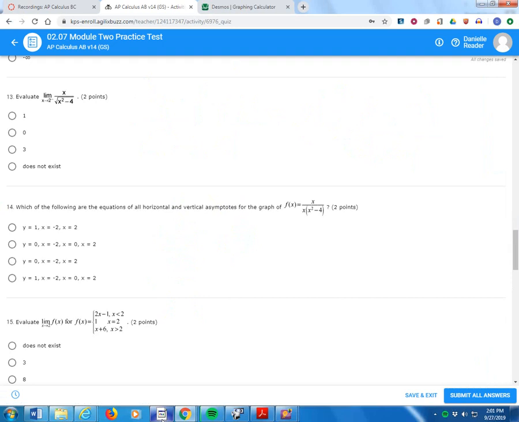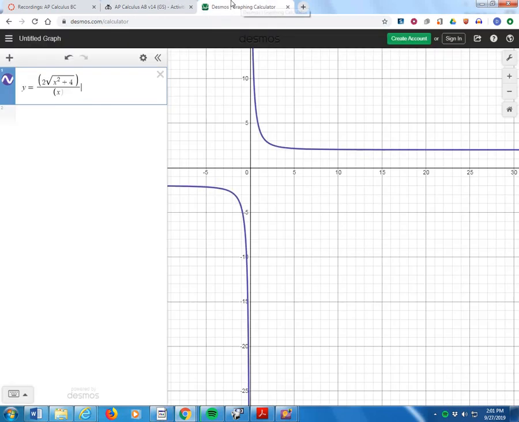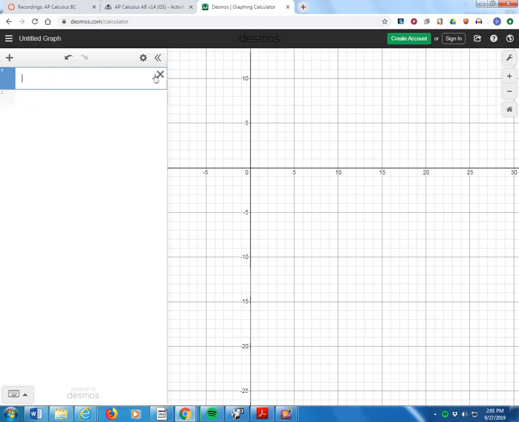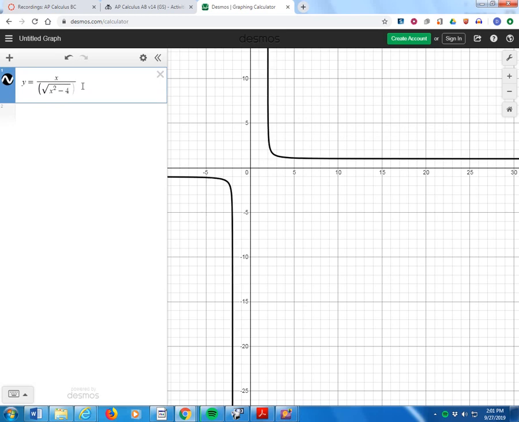X divided by the square root of x squared minus 4. And I want to know as x approaches 4 from the right, no, 2 from the right, sorry. As it approaches 2 from the right, it's shooting up to positive infinity. So that's my answer.